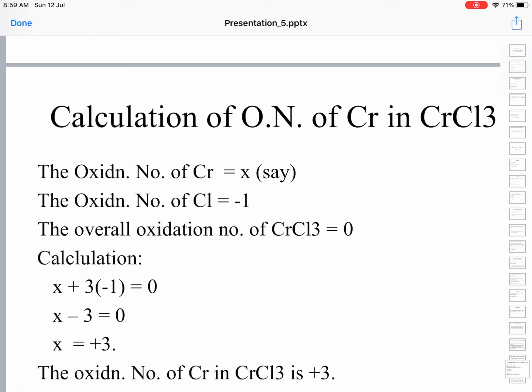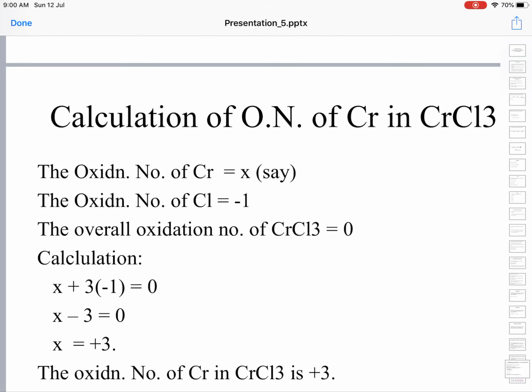X plus 3 into -1 is equal to 0. X minus 3 is equal to 0. By sending the -3 to the other side, X becomes +3. The oxidation number of chromium in CrCl3 is +3. This is how we calculate the oxidation number.